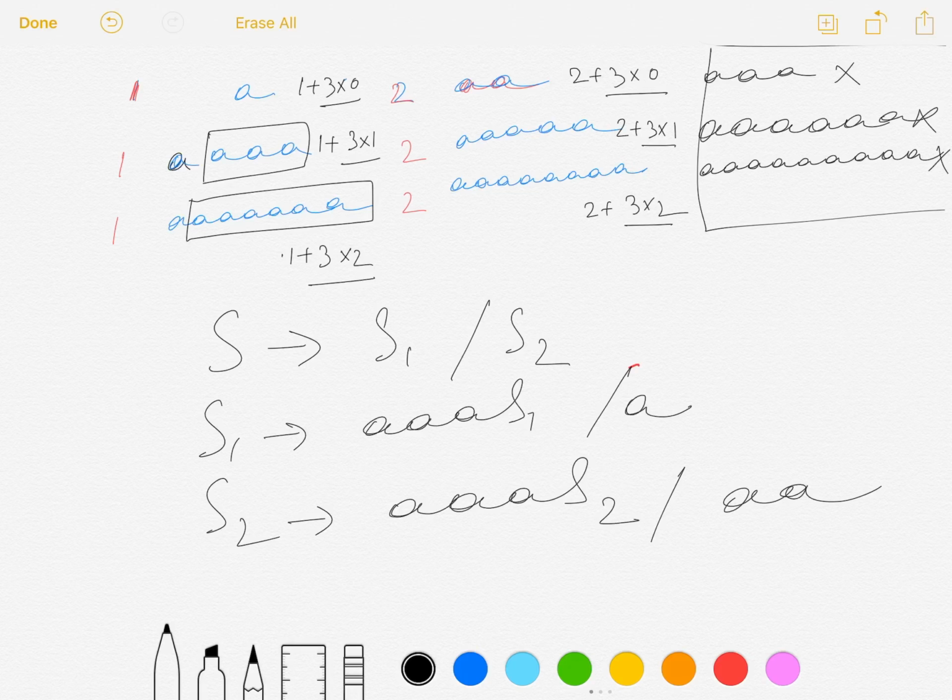So, when I need a single a, I will replace this s with s1, and after that s1 will be replaced by triple a s1. When I need to stop this one, I will stop it with a. When I need this combination, I will replace s with s2, and then s2 will be replaced by triple a s2, and s2 will be stopped with double a. Hope it is a little bit tricky, but it is conceptual. Hope you understand this one.